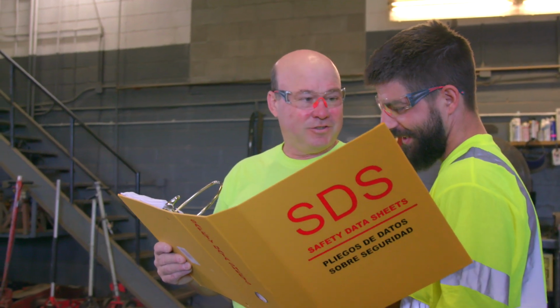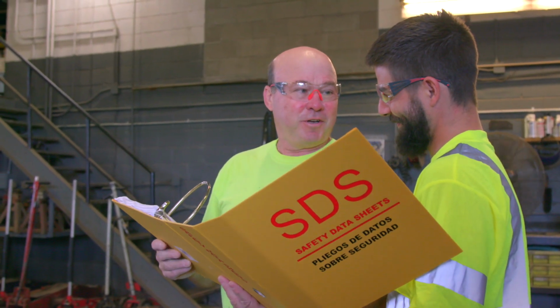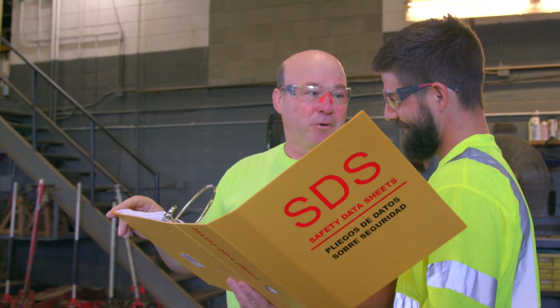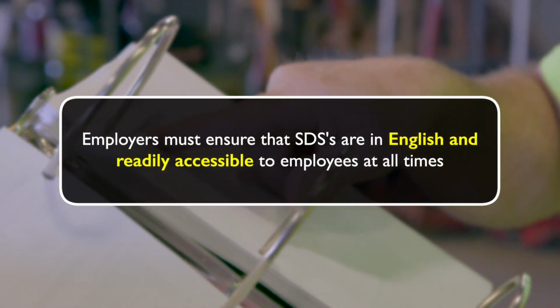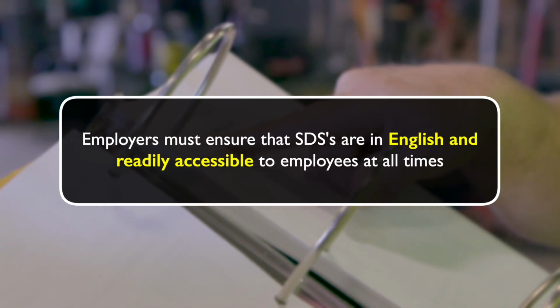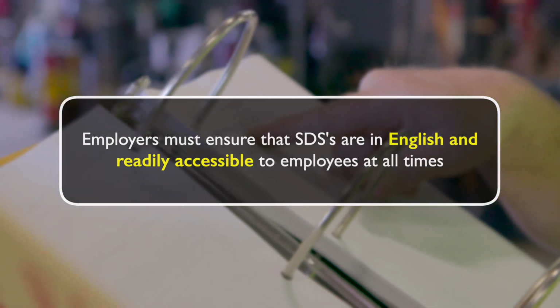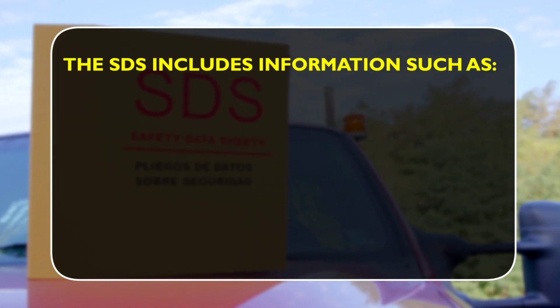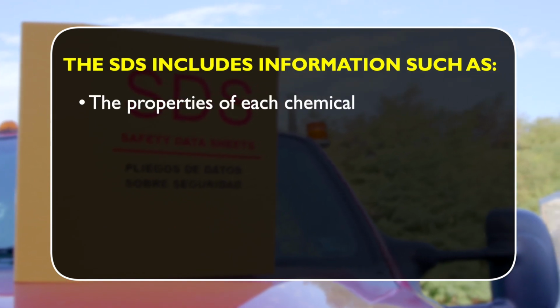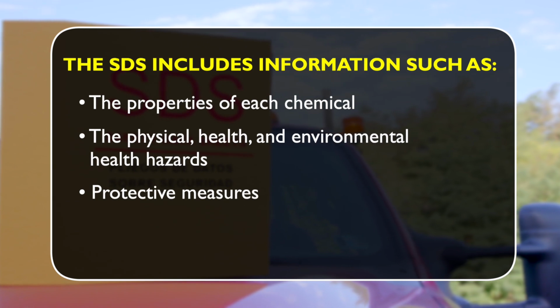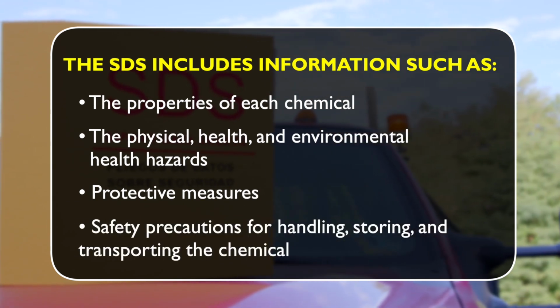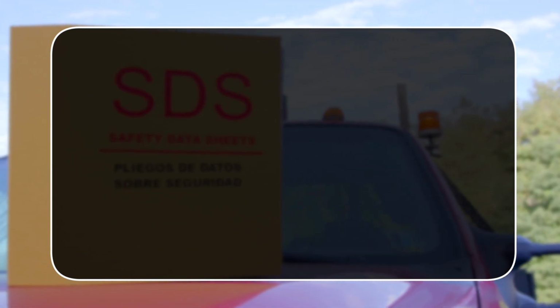This brief overview provides guidance to help workers who handle hazardous chemicals to become familiar with the format and understand the contents of the SDS. Employers must ensure that the safety data sheets are in English and readily accessible to employees at all times. The SDS includes information such as the properties of each chemical, the physical, health, and environmental health hazards, protective measures, and safety precautions for handling, storing, and transporting the chemical.